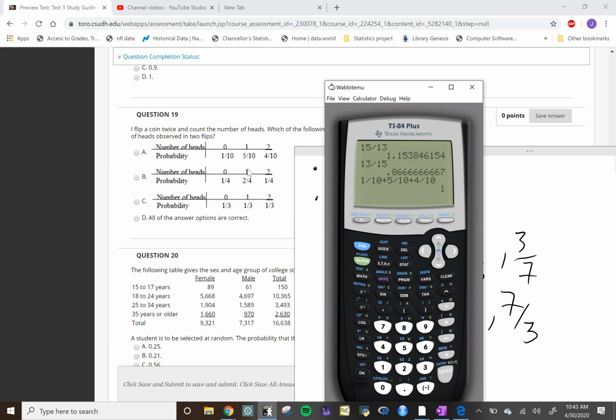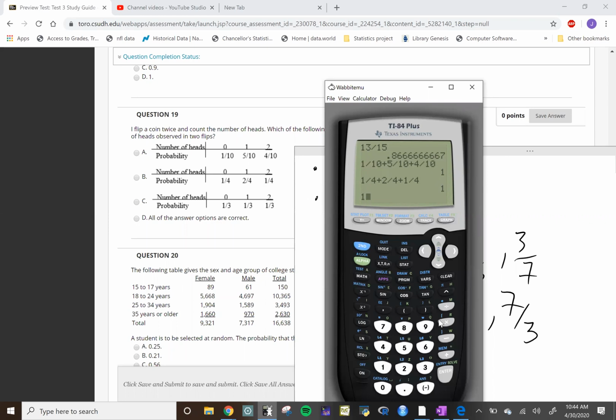So A is a probability model. So let's do the second one. If I do 1 divided by 4 plus 2 divided by 4 plus 1 divided by 4, once again, you get 1. So that means B is also good.